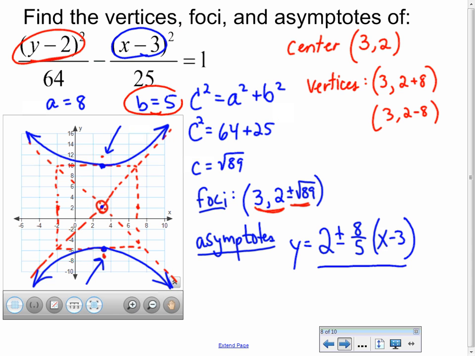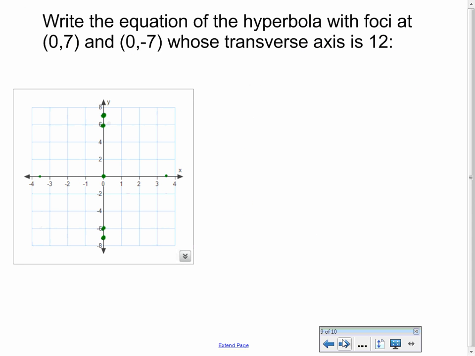All right. Let's take another look at one more. So we'll write the equation of the hyperbola with foci at 0, 7, and 0, negative 7. So these are the foci. That's one, that's another one. So I know that the entire distance is 14, and the center has got to be 0, 0. Because the foci are balanced, in between the two foci will be my center. So my center is at 0, 0.